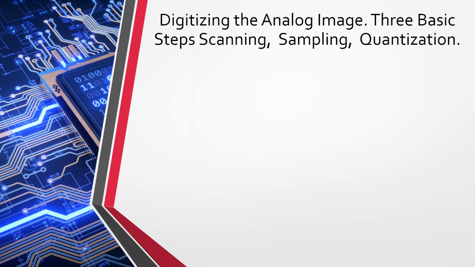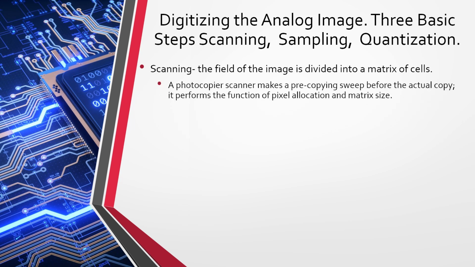Now we'll go ahead and talk about digitization, digitizing the analog image. There are three basic steps: scanning, sampling, and quantization. Scanning: the field of the image is divided into a matrix of cells. An example would be a photocopier. When you put the sheet down, if you pay close attention, the scanning element does a couple of quick passes. It's doing a pre-copy sweep before the actual copy. It performs the function of pixel allocation and determining the size of the matrix it's going to use to scan the object.